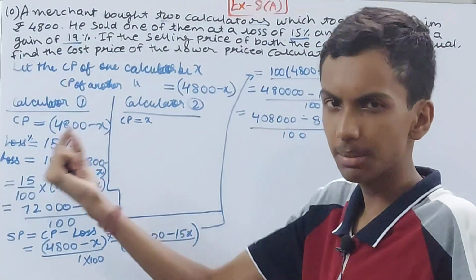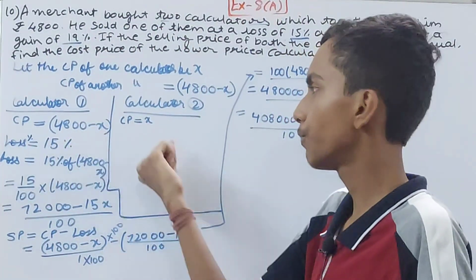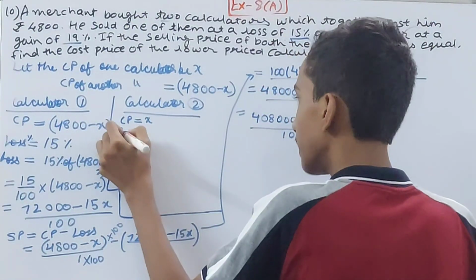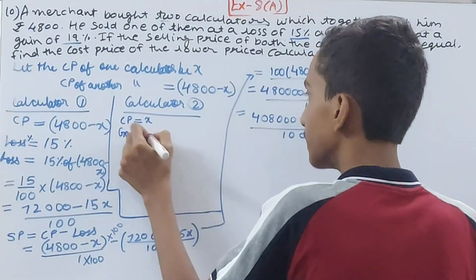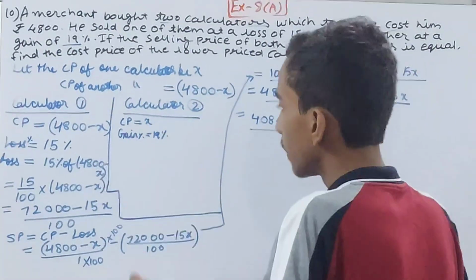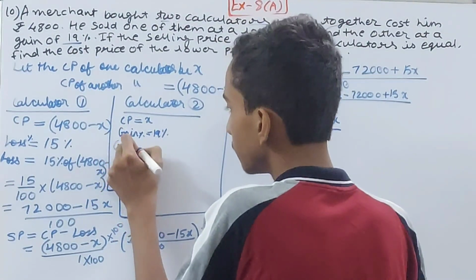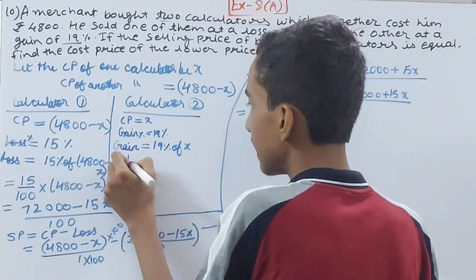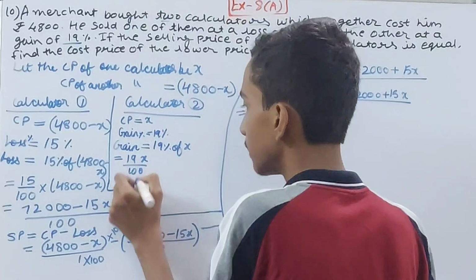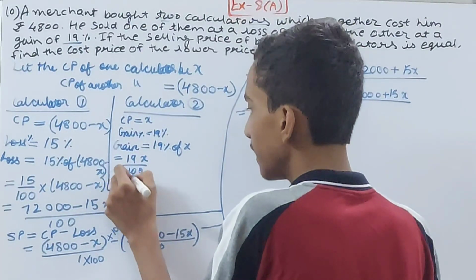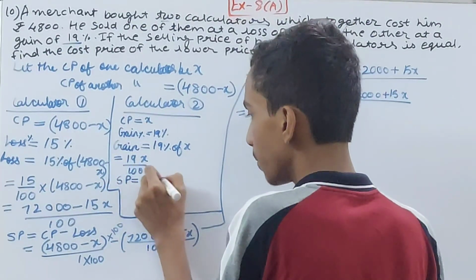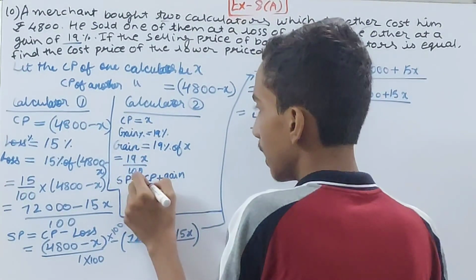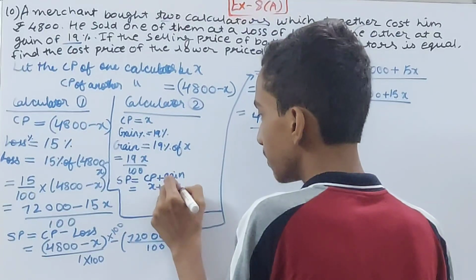Okay, two scenarios can be only possible. Either you can give loss of 15% to this calculator, but we have not done that, so that means this one will be sold at the gain percent, right? Gain of 19%. Gain will be equal to what? 19% of X, that is 19x by 100. So selling price SP will be equal to cost price plus the gain, that is X plus 19X by 100.